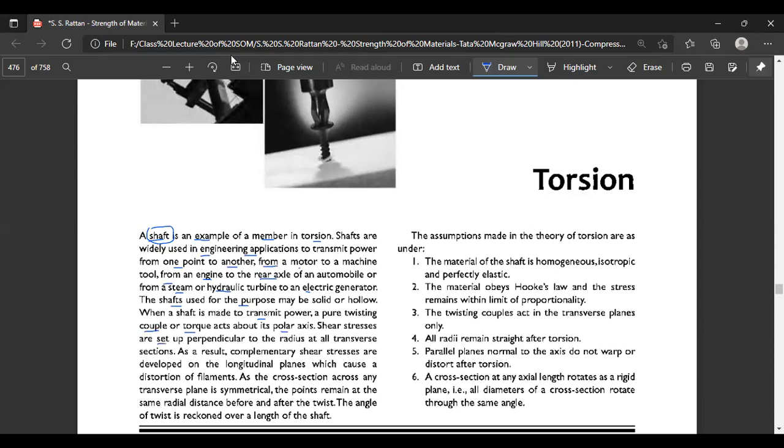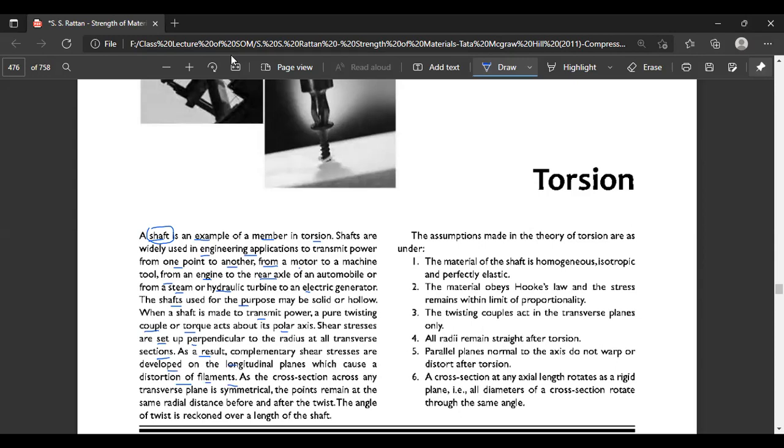The shear stresses are now generally set up perpendicular to the radius at all transverse sections. So due to the action of this torque, we are producing not a longitudinal stress, but shear stress, the stresses acting perpendicular to the radius at all transverse sections. Now, as a result, complementary shear stresses are developed on the longitudinal planes, which cause a distortion of the filaments. So there has to be a complementary shear stress, meaning an equal and opposite shear stress, developed in the longitudinal plane, which causes a distortion of the filaments.